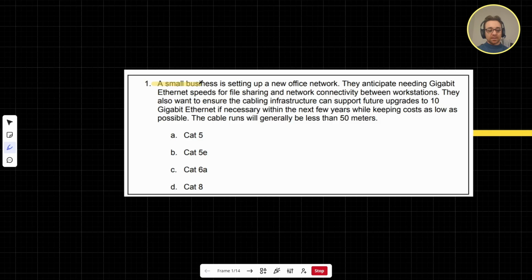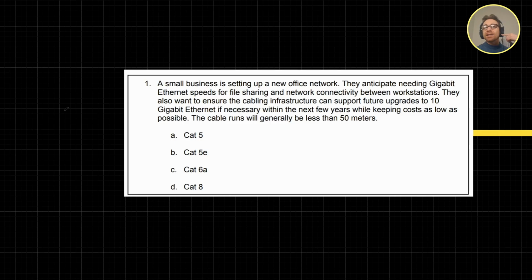So this one reads, a small business is setting up a new office network. They anticipate needing gigabit Ethernet speeds for file sharing and network connectivity between workstations. They also want to ensure the cabling infrastructure can support future upgrades to 10 gigabit Ethernet if necessary within the next few years, while keeping costs as low as possible. The cable runs will generally be less than 50 meters. A, Cat5. B, Cat5e. C, Cat6a. D, Cat8. So the question here is obviously, which cable should you recommend?